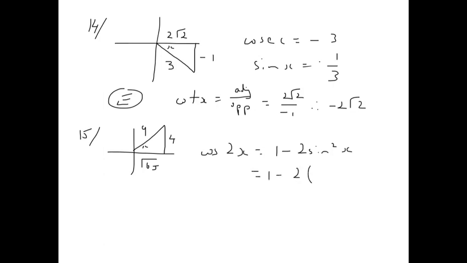So 1 minus 2 times 4/9 squared. 1 minus 2 times 16 over 81. Okay, so that's 32 over 81. So 81, take away 32, is 49. So we're going to get 49 over 81, which is option C.